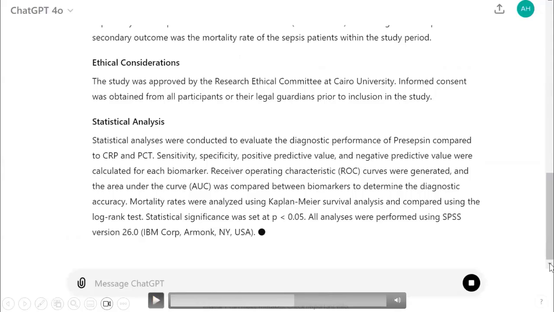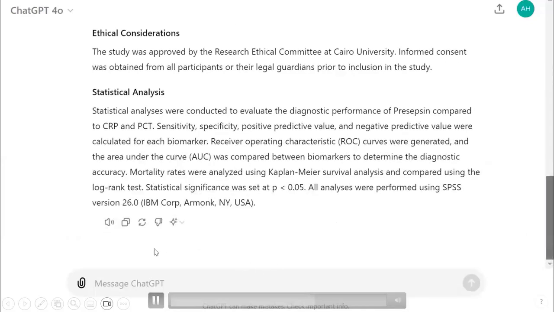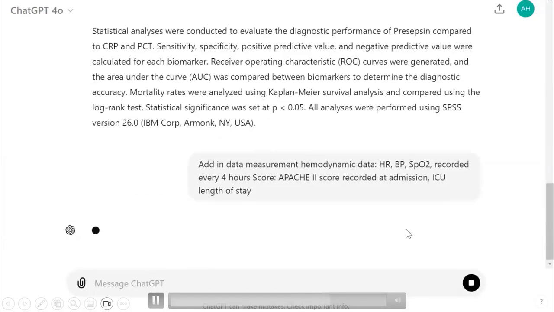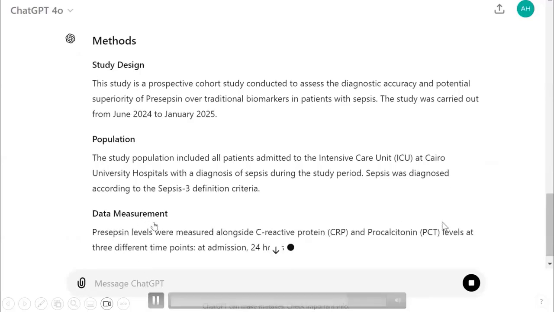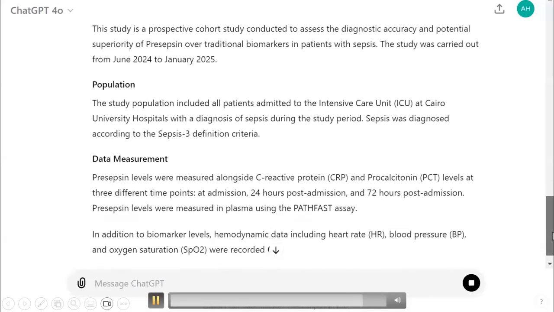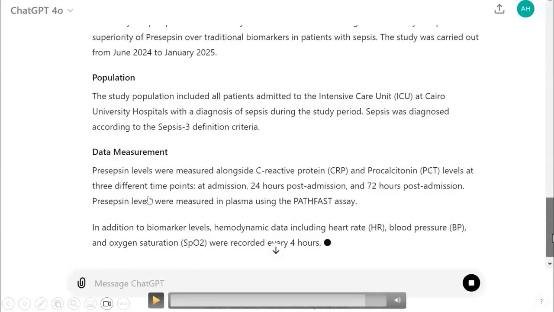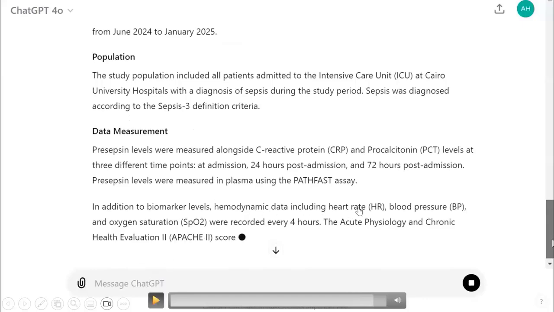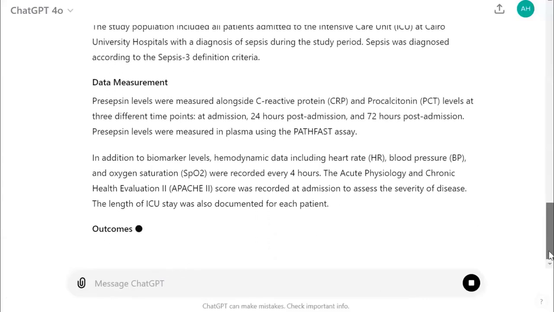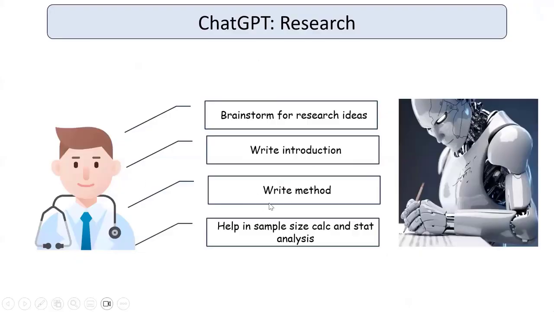Suppose that we need to add some points for data measurement. So we will type in the prompt to add to data measurement this type of data, like hemodynamic data and APACHE score. So ChatGPT will modify this section of the data measurement by adding, in addition to the biomarkers, the hemodynamic data, including heart rate, blood pressure, and saturation, recorded every 4 hours, and the APACHE score will be recorded every day. So this is the methodology section.